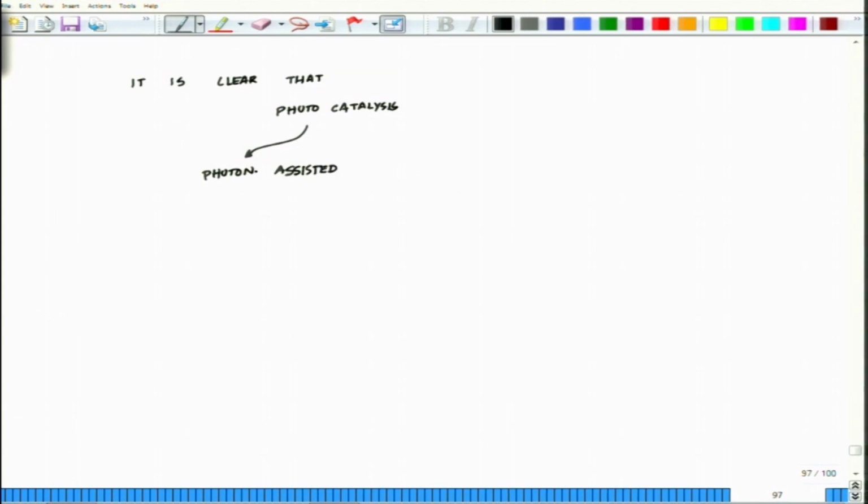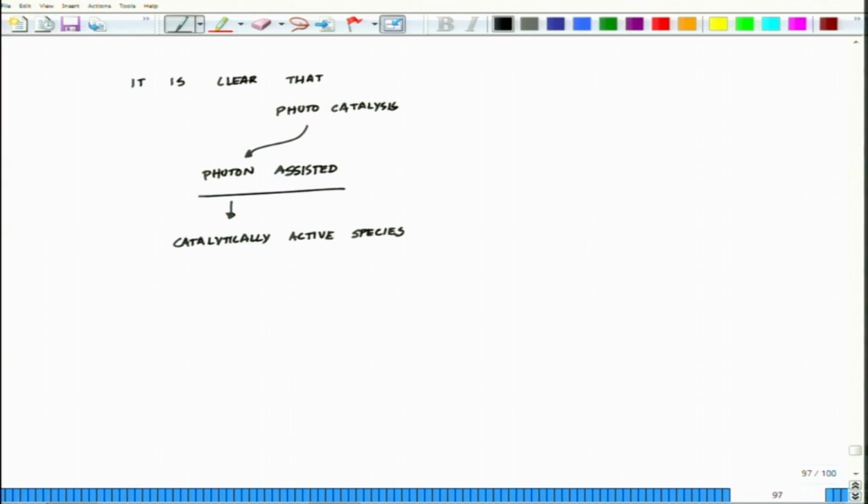So, photon assisted generation of catalytically active species. So, you are generating catalytically active species. Okay. So, these catalytically active species are basically photon generated.